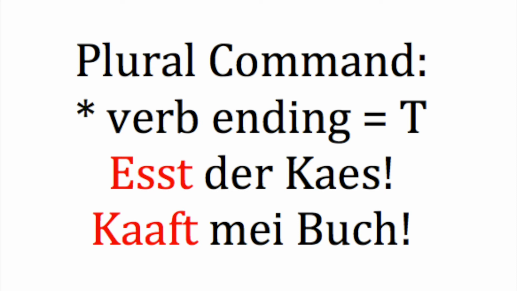I used the same exact examples. Eat the cheese, buy my book. But this time we're talking to more than one person. We're telling a bunch of people or a couple of people. Eat the cheese. Well, we put the verb ending T on. Est da Käse. Or a bunch of people, buy my book, put the T on, kauft my Buch. Again, it doesn't matter how many people we're talking to, the verb still comes first because that's the rule.